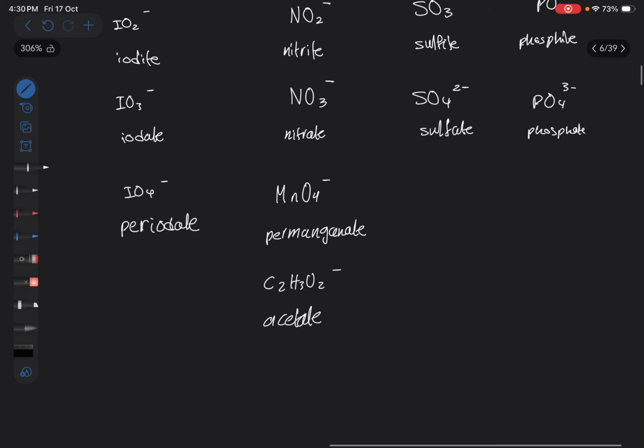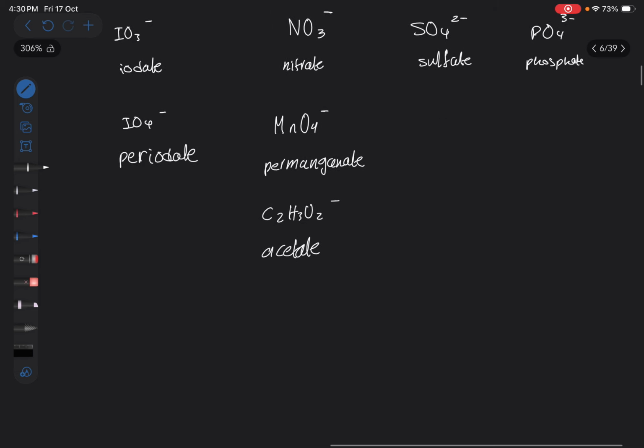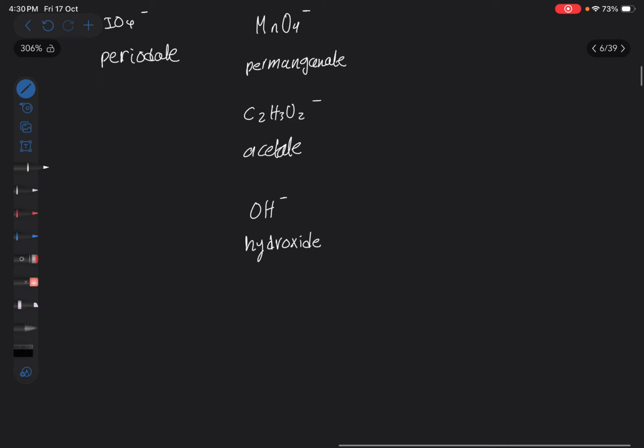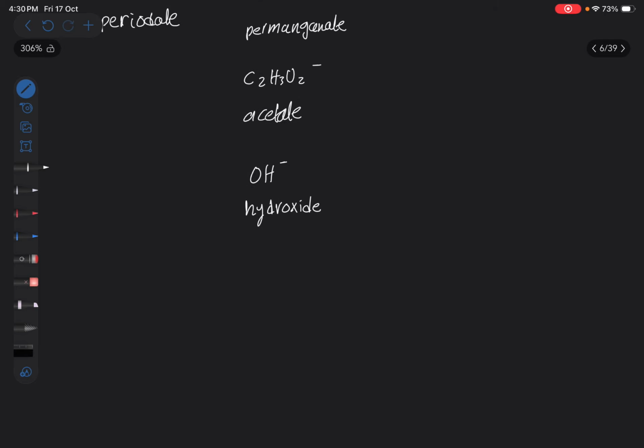Now another common one from acids and bases, the OH minus, which is the hydroxide. This one you know it already, so you don't have to memorize it. Now we have CN minus, which is the cyanide. Sorry, there is an A here after the Y.